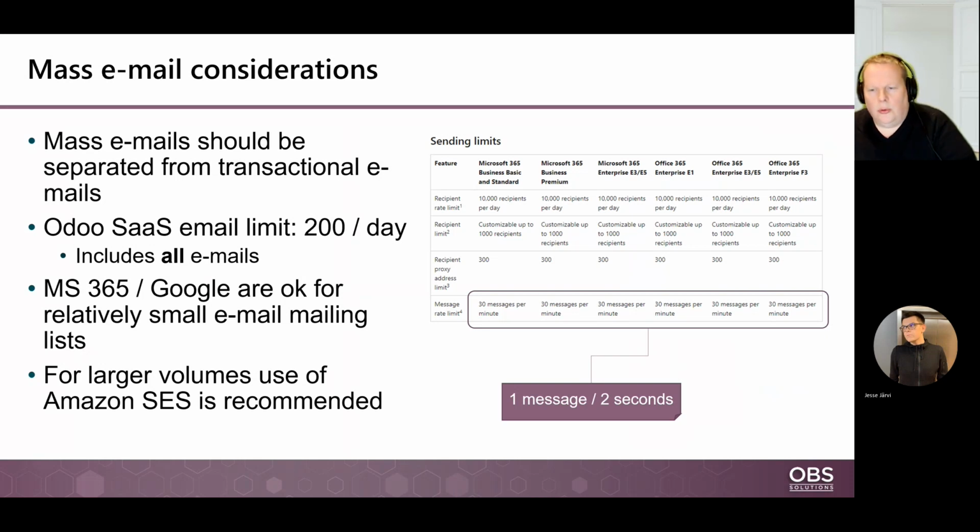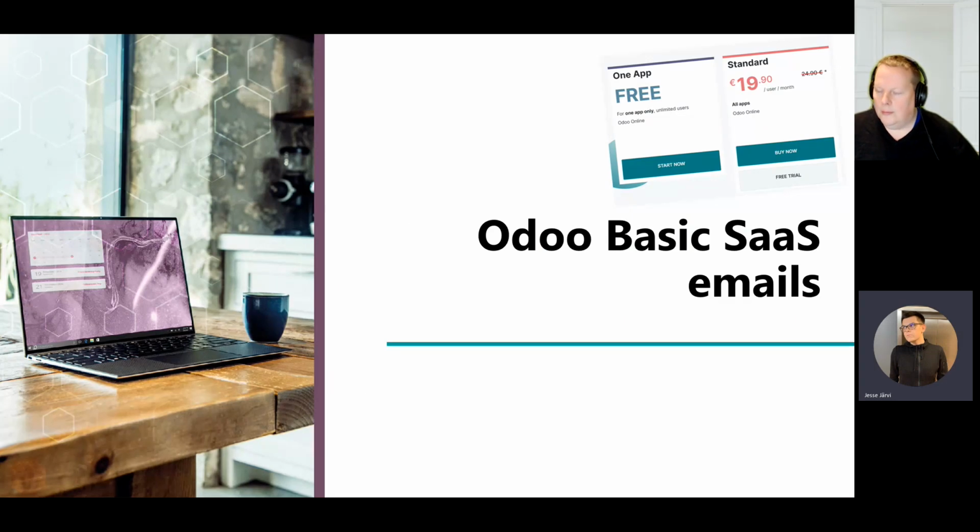So here at OBS, we are also using Amazon SES, especially for sending out the mass emails. And you can actually configure Amazon SES and Microsoft 365 at the same time for Odoo, and therefore Amazon will be used only for mass emails. And also it's noteworthy that these limits only apply per mailbox.